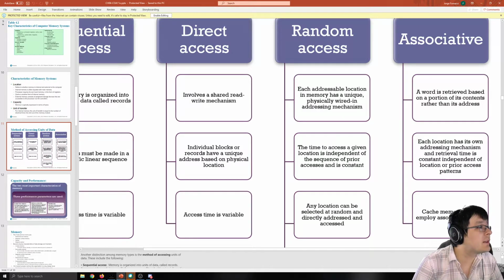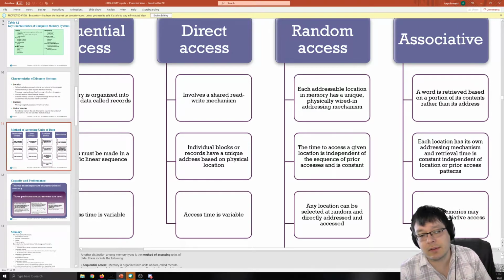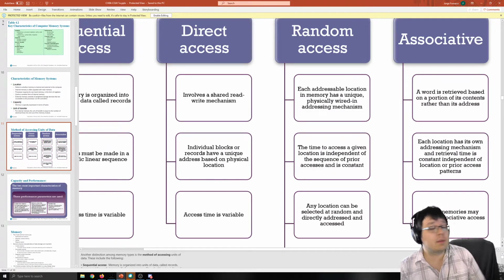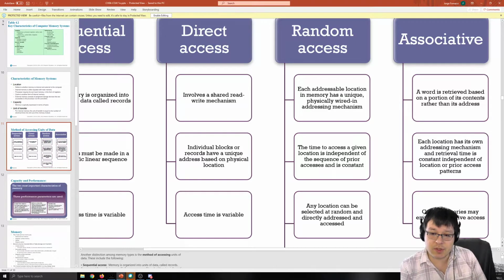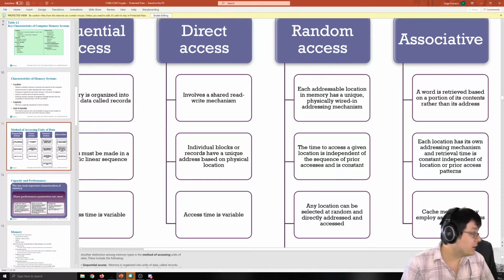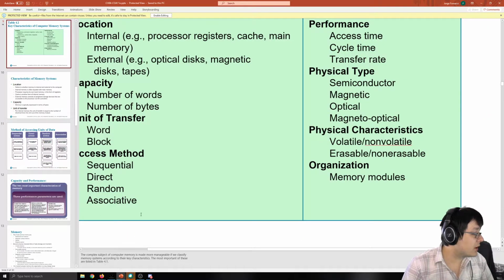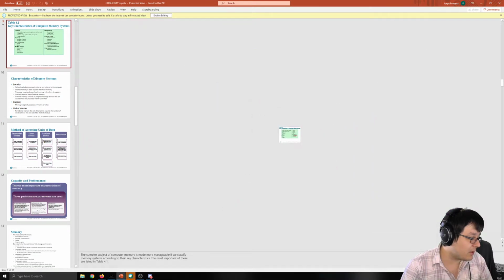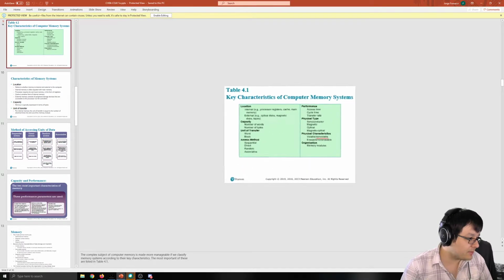Is SSD direct access? No, SSD is random access, but it's a special kind of random access because it's not as fast as your RAM. We'll talk about that. But yes, an SSD is a solid state memory device, which means there are no physical parts, which means that your access time is going to be constant and no longer variable. So it's definitely better, which is why they're much more preferred nowadays. So anyways, back to our chart. That's what we mean by the access method.